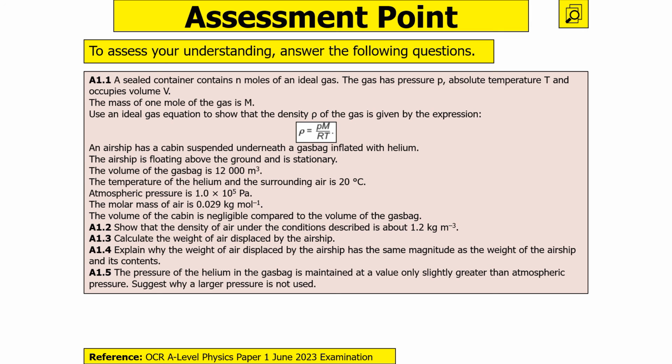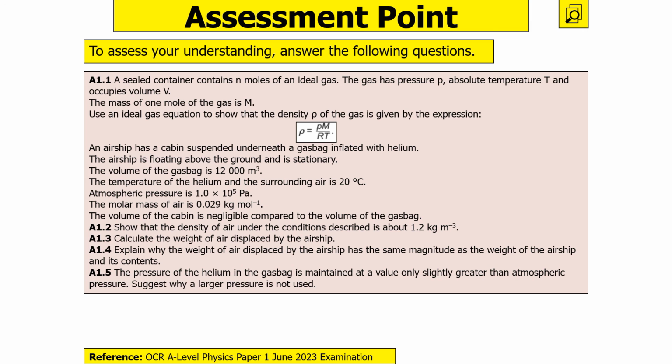The airship is floating above the ground and is stationary. The volume of the gas bag is 12,000 meters cubed. The temperature of the air in the surroundings is 20 degrees Celsius. The atmospheric pressure is 1 times 10 to the 5 pascals. The molar mass of air is 0.029 kilograms per mole. The volume of the cabin is negligible compared to the volume of the gas bag. Show that the density of air under the conditions described is about 1.2 kilograms per meter cubed.